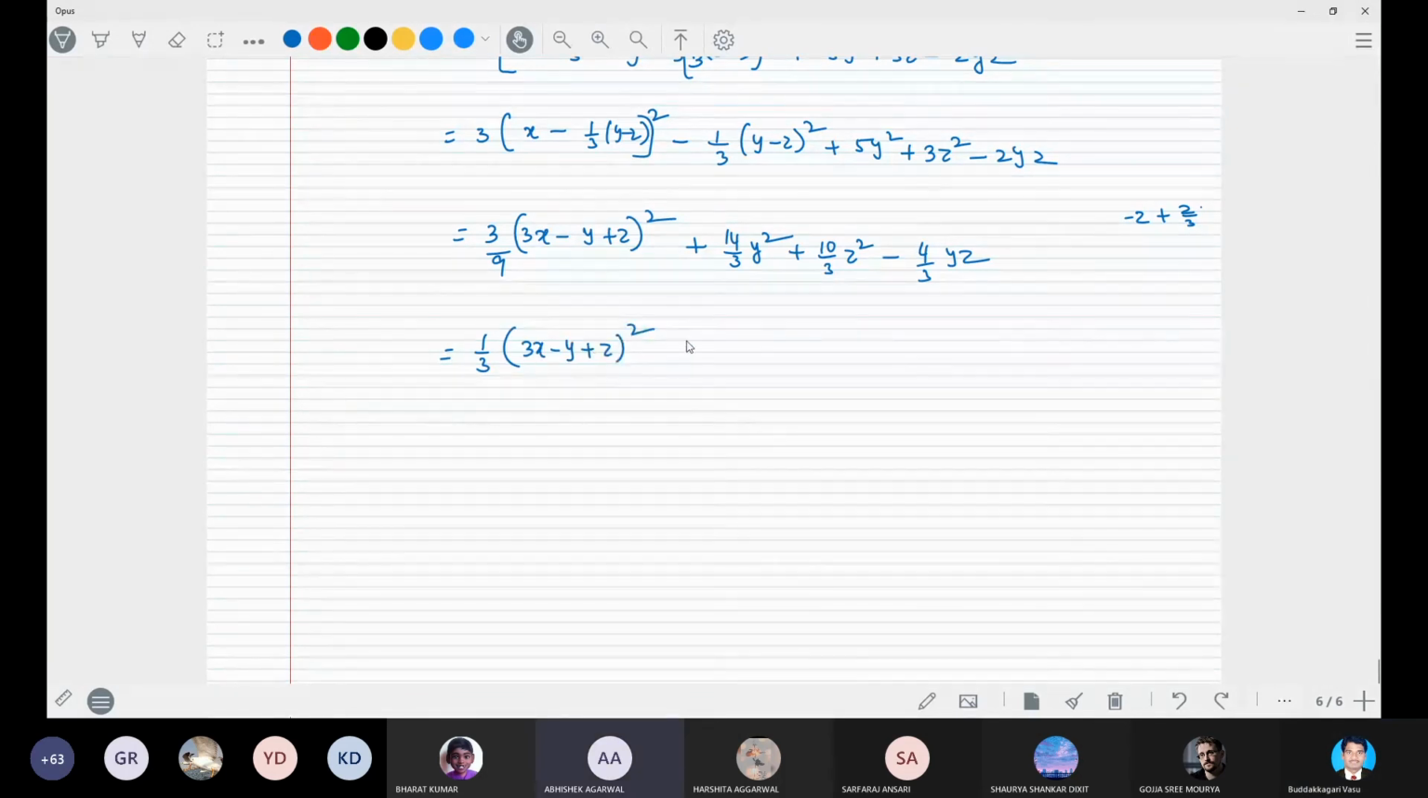Yes, sir. Plus, here also you take out 2 by 3 common, we just simplify. So it will be 7y square plus 5z square minus 2yz. Now you try this into the square form.